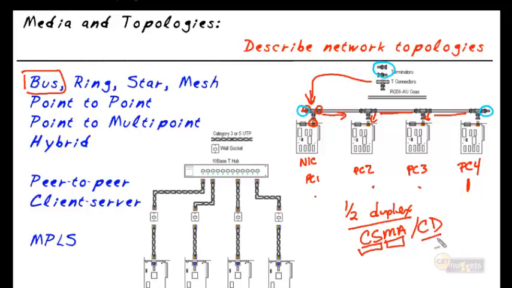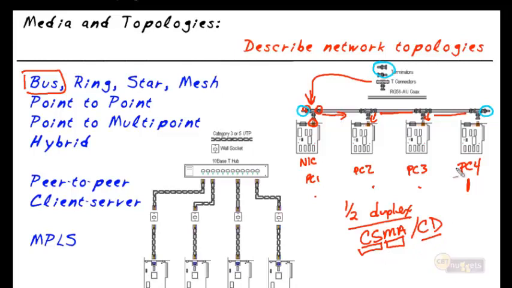And then collision detection says if PC4 sends and PC1 sends at exactly the same time because they both thought it was clear, they both have the ability to detect a collision. They'll both back off. They'll send a little thing called a jam signal to let everybody know there was an accident, and then they'll retry again when they think it's clear again. So that was the world of half duplex with carrier sense multiple access with collision detection.